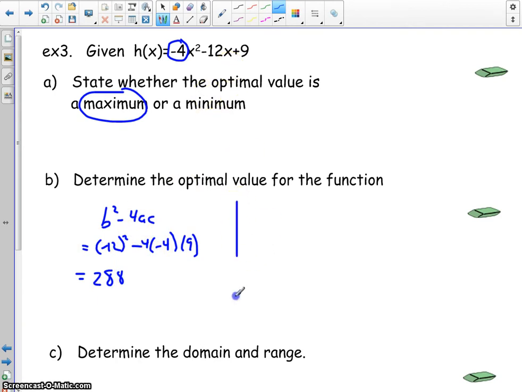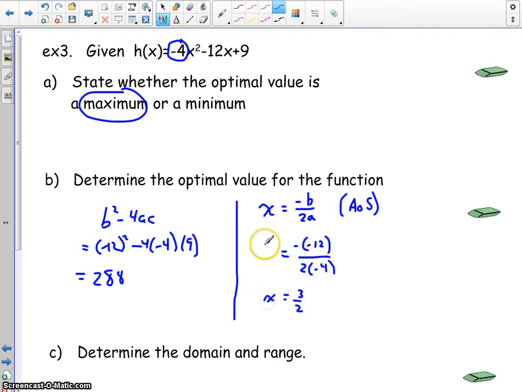But the other thing that you saw earlier on in the course, and you saw last year, and it's a formula that we proved using partial factoring, is that if you want to find the axis of symmetry from standard form, you can just set x equal to -b/2a. And that's going to be your axis of symmetry. So in this case, if we do that, we'll have -12 over 2 times -4. Simplify that, we get 3/2. So in a quick little step we found our axis of symmetry, and we can sub that into the original equation to get our optimal value.